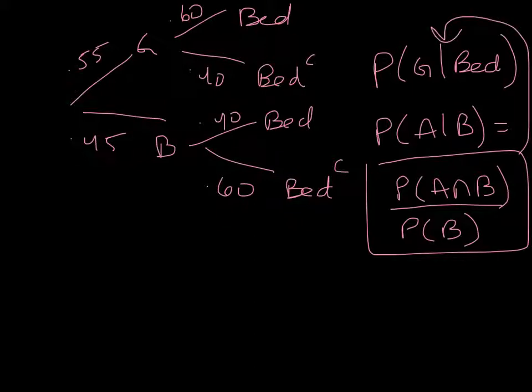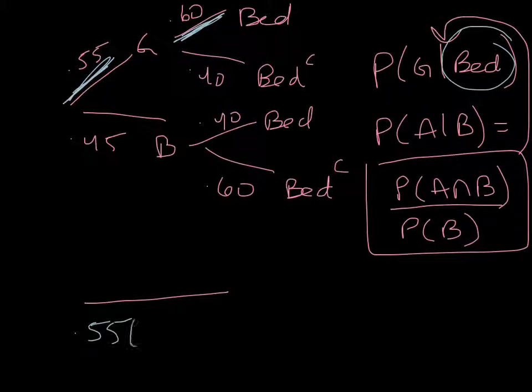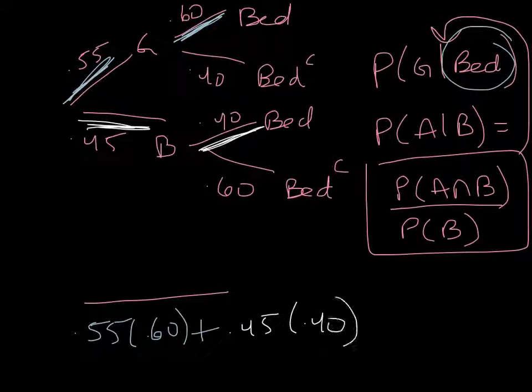So obviously the denominator has to be the probability of bed. There are two ways that we could get someone making their bed. They could be a girl and make their bed, which would be 0.55 times 0.60, or they could be a boy and make their bed, which would be 0.45 times 0.40.